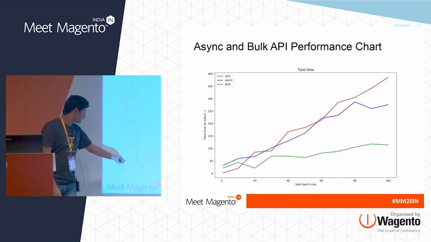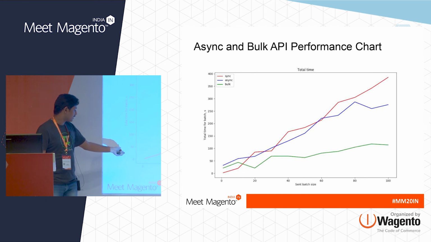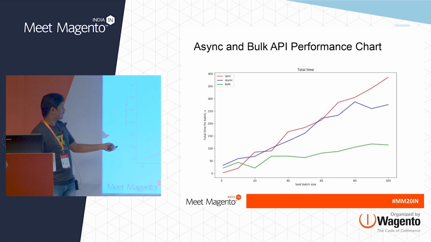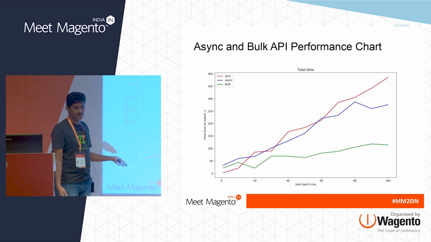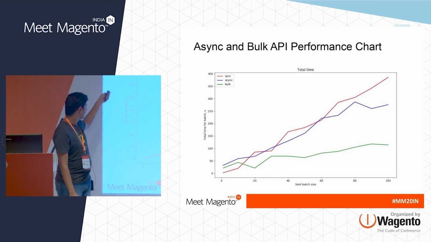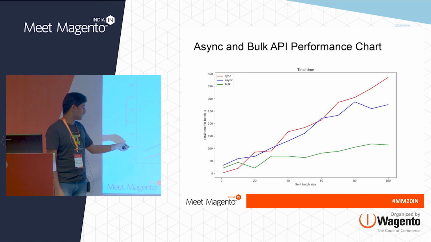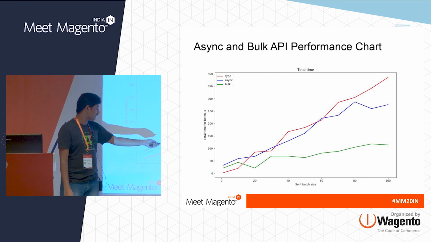So you can see this is the synchronous API, the normal REST API, for a single item or a batch size of one or two. It takes a small amount of time, but when the batch size increases, it takes tons of time. You add 400 to 500 items, and then there is the asynchronous API, and then this is the bulk API. You can see a consistent amount of time taken by the bulk API.